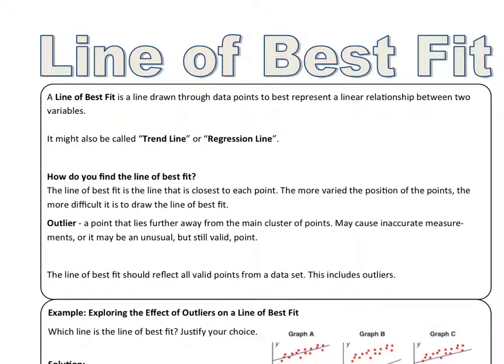So you may say, how do you find the line of best fit? The line of best fit is the line that is closest to each point. But if you have more varied points or they're more scattered around, it's much more difficult to find that line of best fit. Another term to keep in mind is the outlier. It is a point that lies further away from the main cluster of points, and in some cases it can cause inaccurate measurements, or it may just be an unusual but still valid point. So just be careful, because the outlier can shift that line of best fit, and just be aware that that happens.